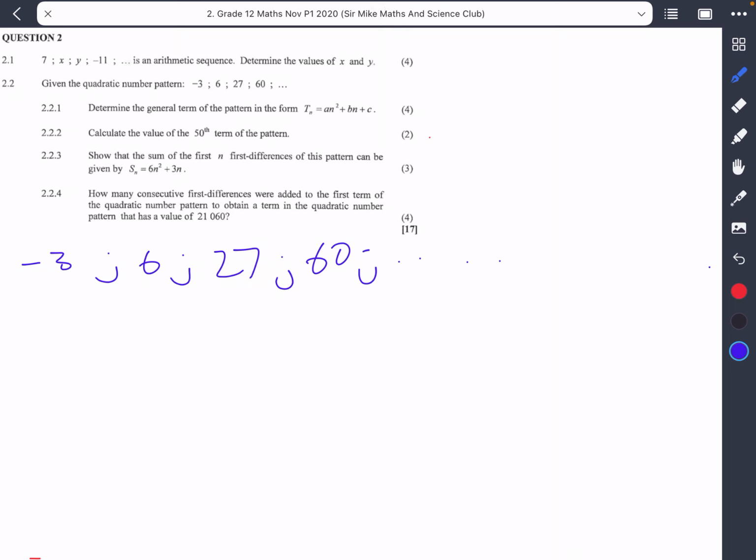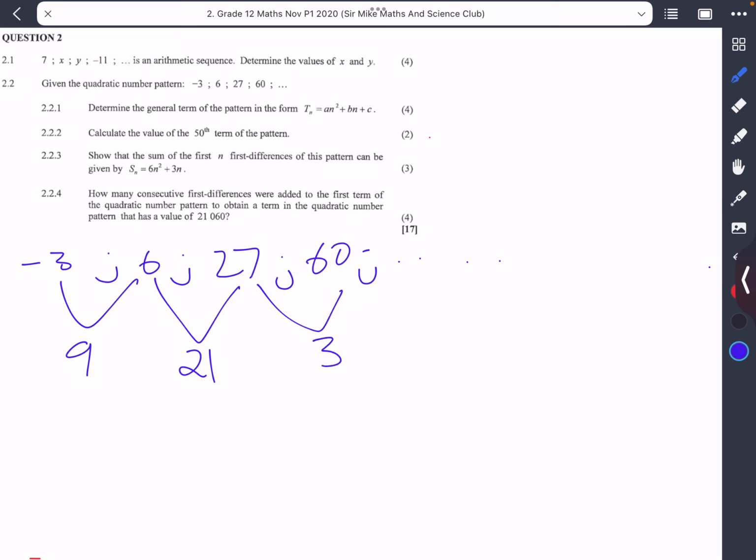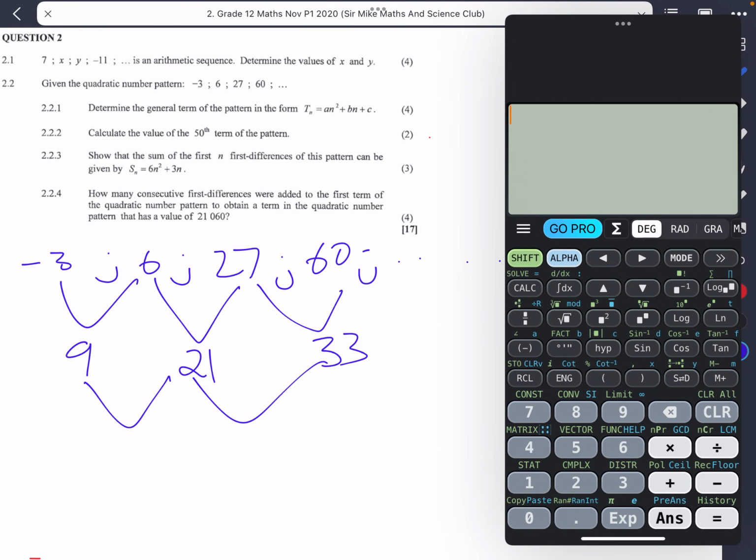So in this case, we know that the first difference gives us an arithmetic sequence, right? So 6 minus negative 3 gives us 9, and 27 minus 6 gives us 21, and then 60 minus 27 gives us 33. So we know that this would actually be a constant second difference, right? So 33 minus 21 gives us 12, and I can assure you that it would actually give us 12.